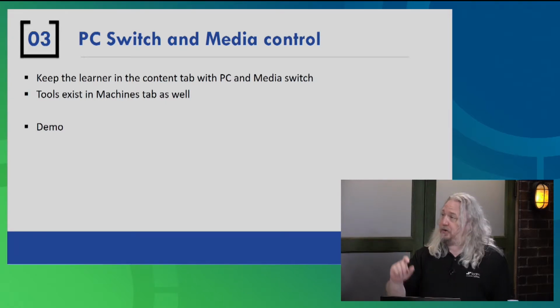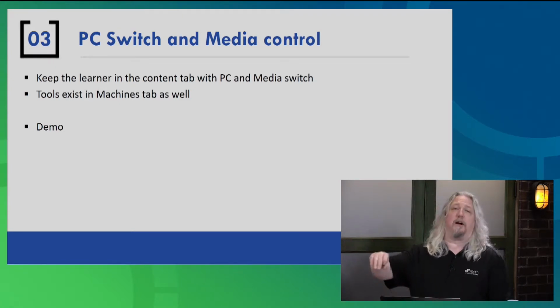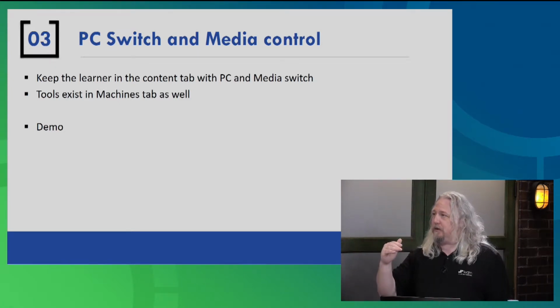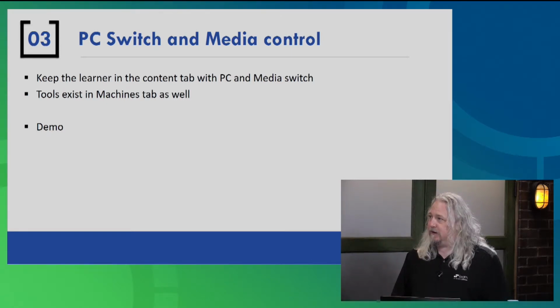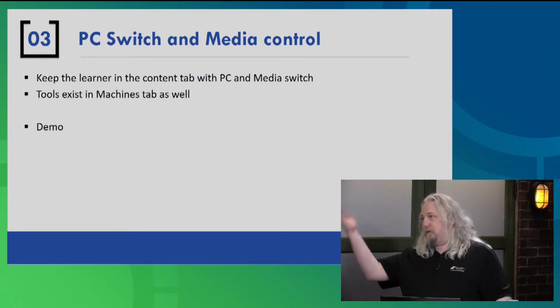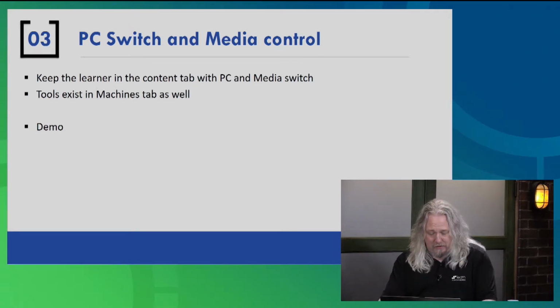Right. And that's also true with the DVD media. If you wanted to insert a particular removable media profile, you have to go to the Machines tab and go to the drop-down list and put it in place. Well, we can make it so that they never have to leave the content pane to do that. Right. So how do we do that?